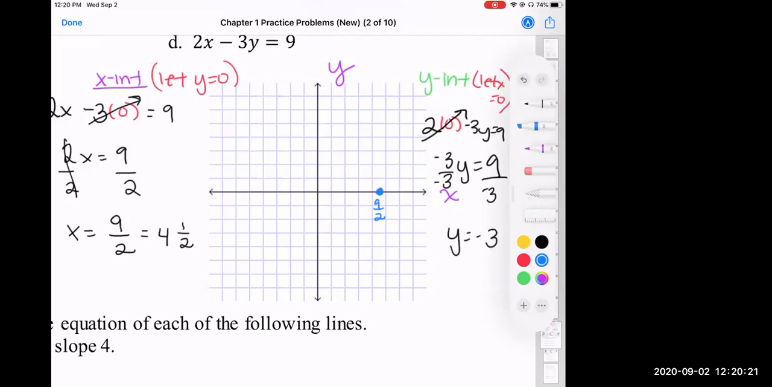So along my y-axis, which is this one, you want to find the point negative 3. So here we are, negative 3. We connect them, and that's our graph. So it's just another way to graph it. This is using your intercepts. We connect our points, and we got it.